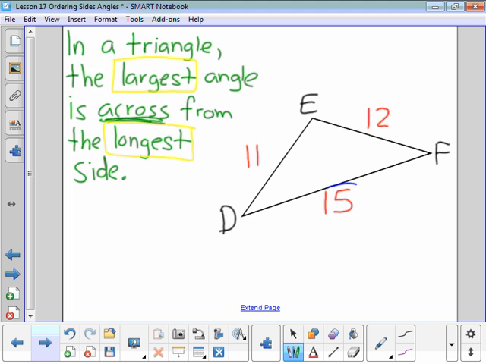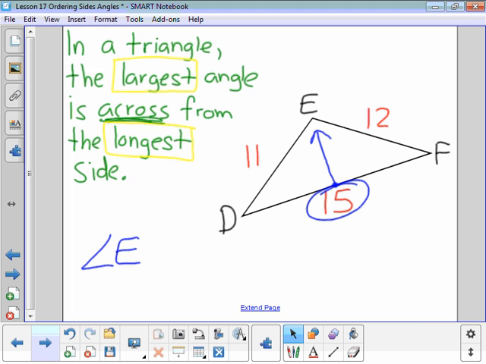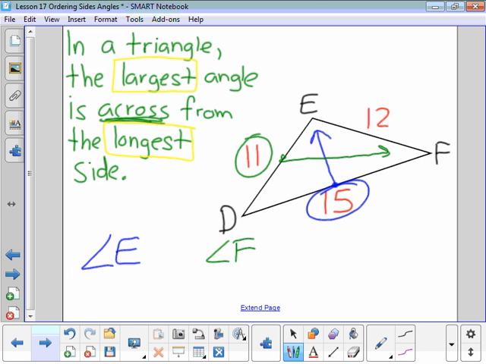So here, side DF is 15. So I'll just start somewhere in the middle of that segment, and I can draw my arrow through, and I can see that the angle across from DF is angle E, so that makes angle E the largest. Side DE is the smallest side. That makes angle F the smallest angle. And so, of course, that leaves angle D left over. That one's in the middle.